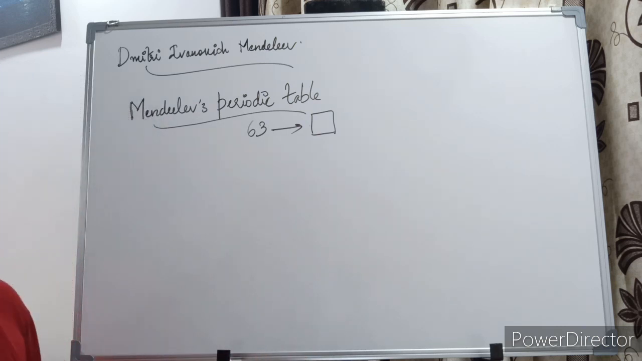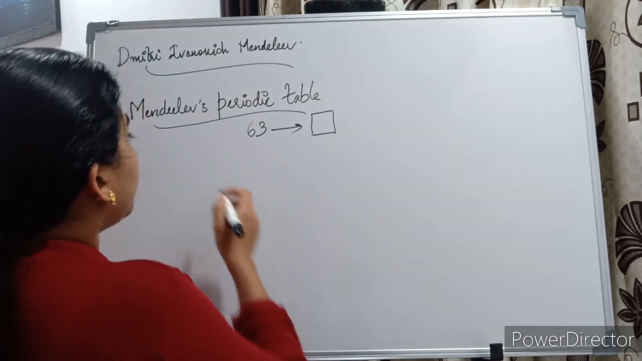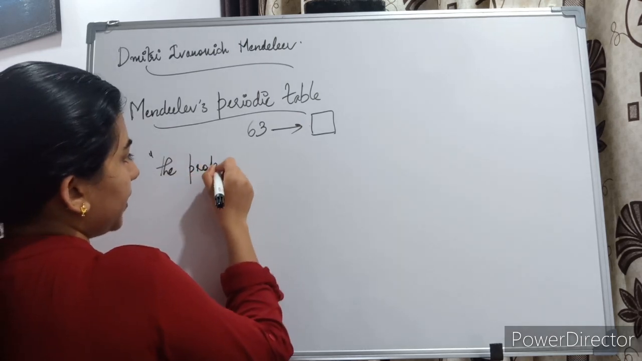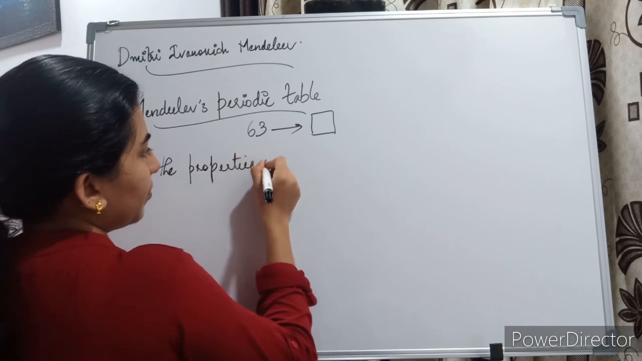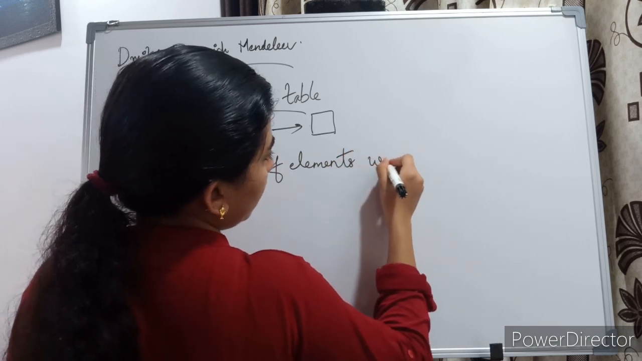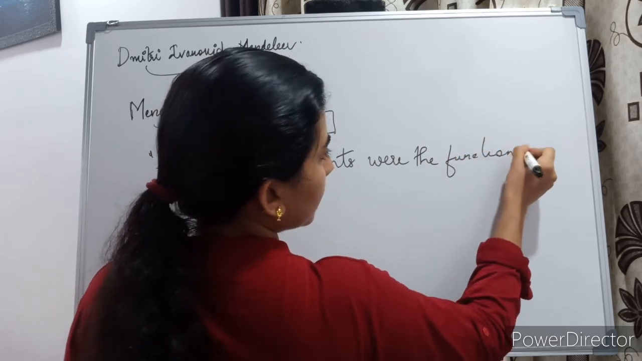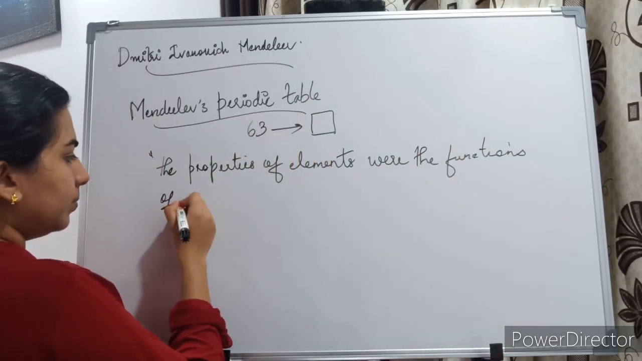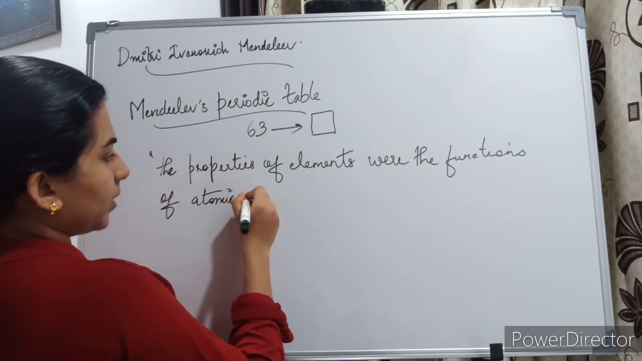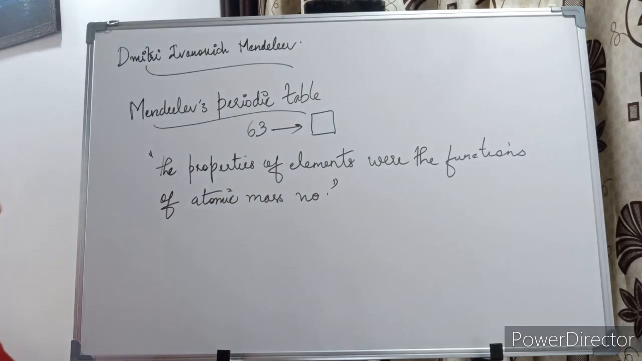From this arrangement, he gave a new law called the periodic law, which states that the properties of elements are a function of atomic mass number. This was the periodic law given by Mendeleev.